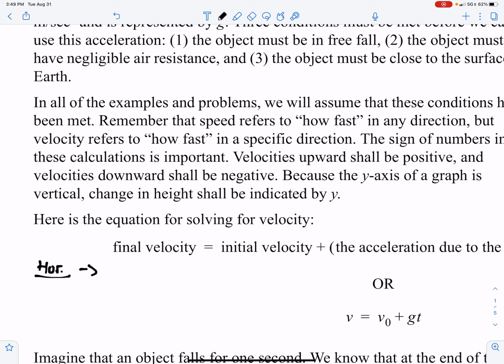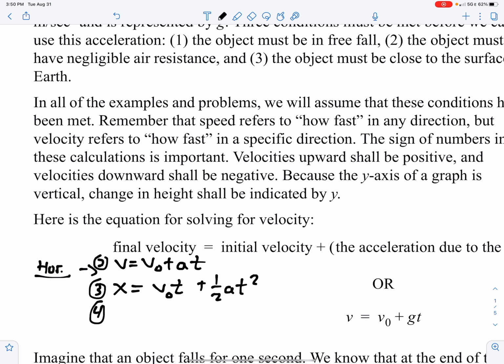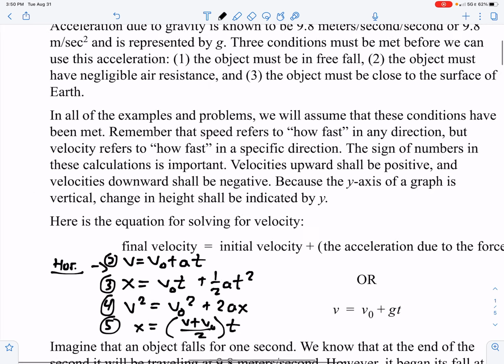we had equations that look like v equals v naught plus at, x equals v naught t plus 1/2 at squared. This, if you remember, was equation 2. This was equation 3. Equation 4 was v squared equals v naught squared plus 2 times a times x. And equation 5 was x equals v plus v naught over 2 times t.